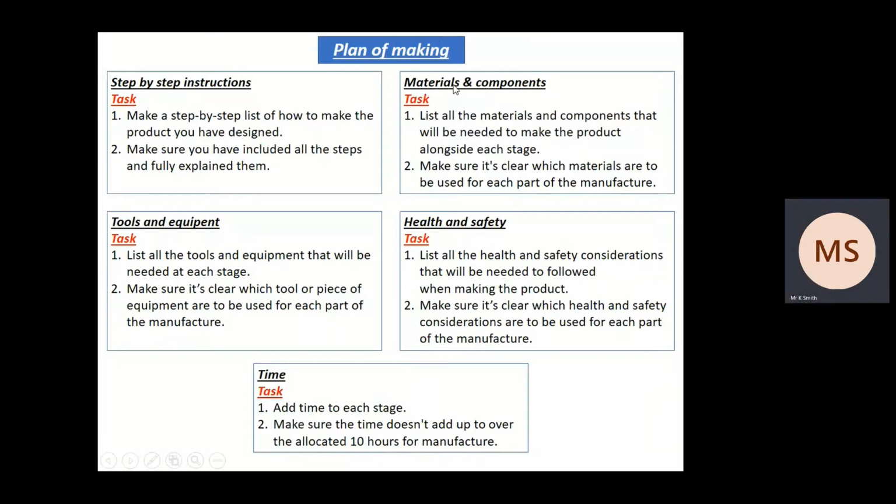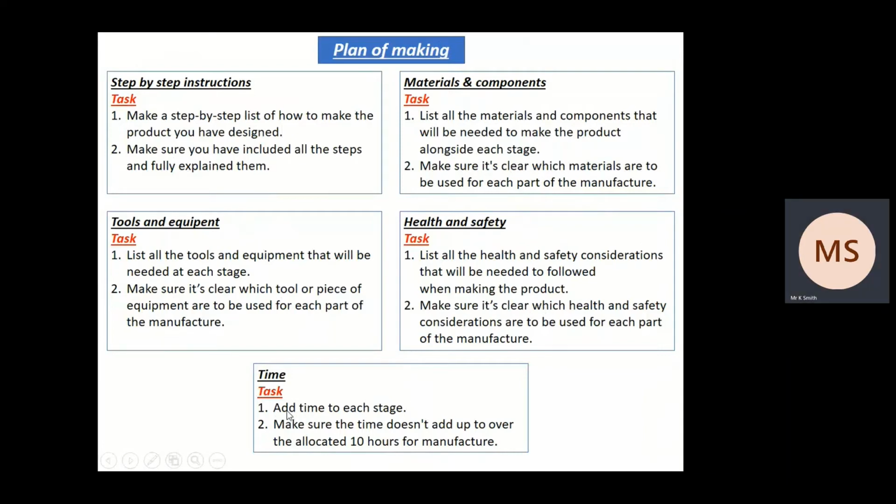Then materials and components. Once you've listed the tools and equipment, then list all the materials and components needed. And again, make sure it's all clear which parts go with what. Then for each stage, try and list health and safety considerations. How did you make sure that you did it safely? Did you use any PPE, personal protective equipment, or how did you make sure it was all safe when you were working through? Did you use an extractor? Did you make sure it was well ventilated, etc.